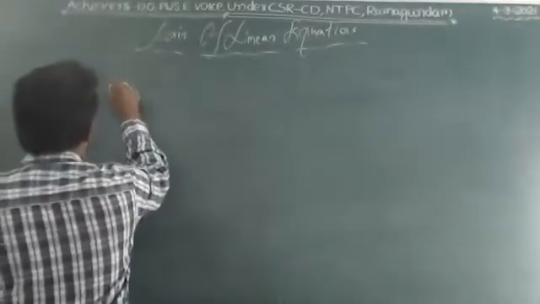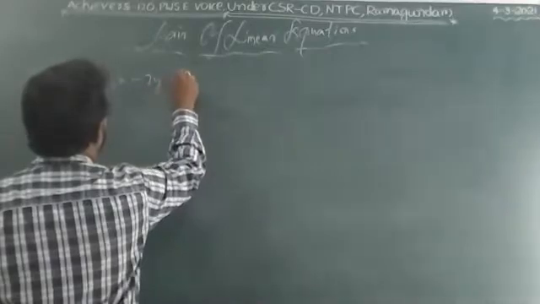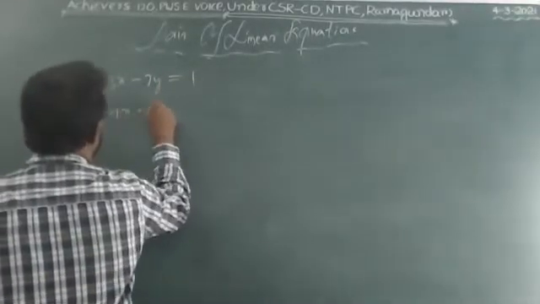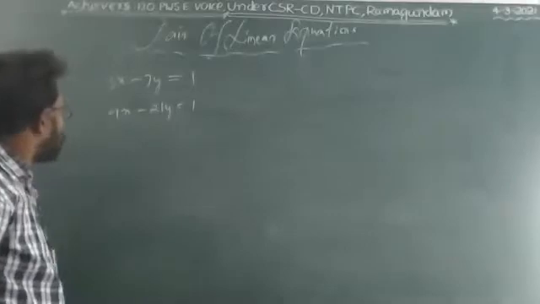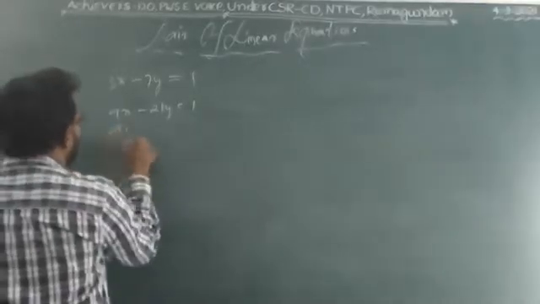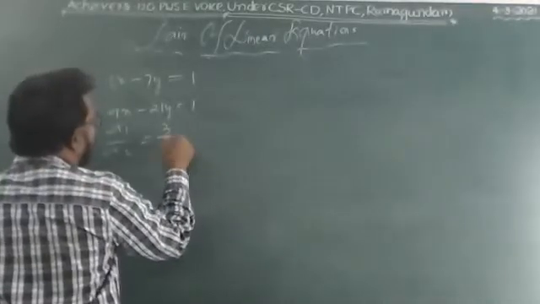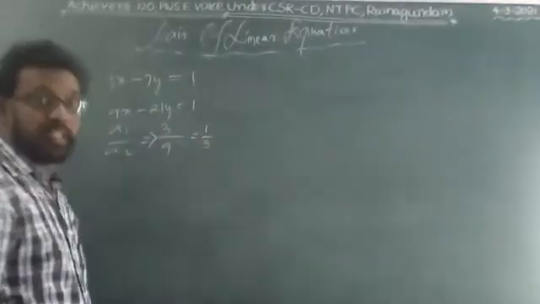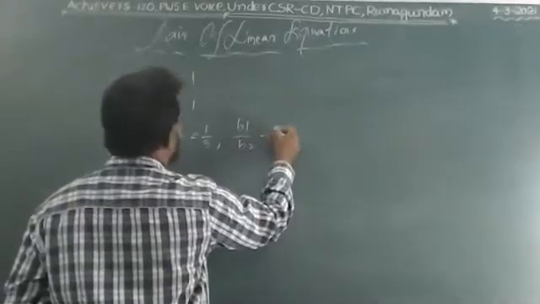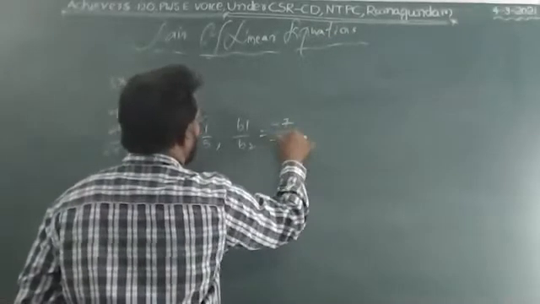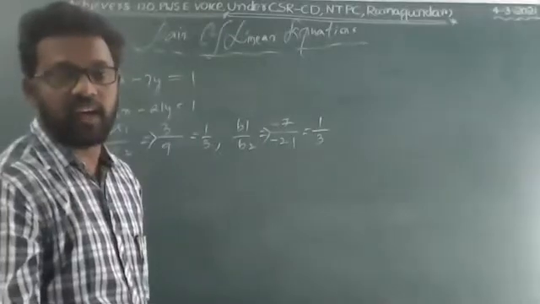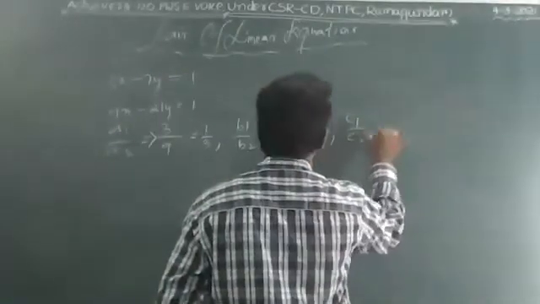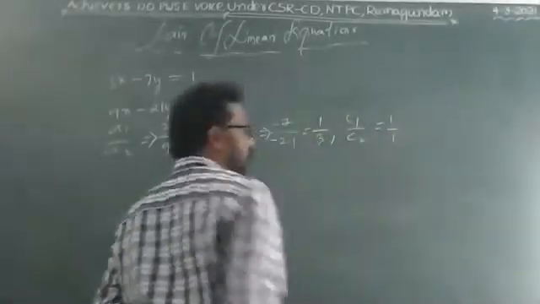3x minus 7y is equal to 1 and 9x minus 21y is equal to 1. See here, a1 by a2. What is a1? 3. What is a2? 9. You can write this as 1 by 3, because 3 ones are 3, 3 threes are 9. And also b1 by b2 value is how much? Minus 7 by minus 21. Minus cancels, 7 ones are 7, 7 threes are 21. And one more, c1 by c2 is equal to 1 by 1, which is nothing but 1.